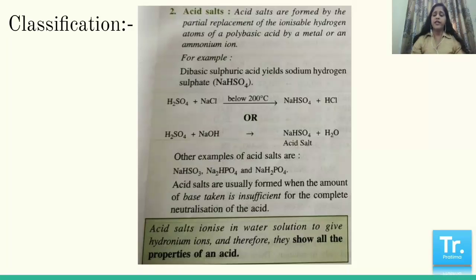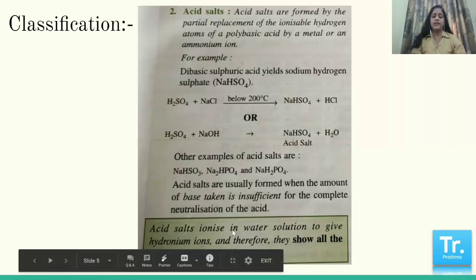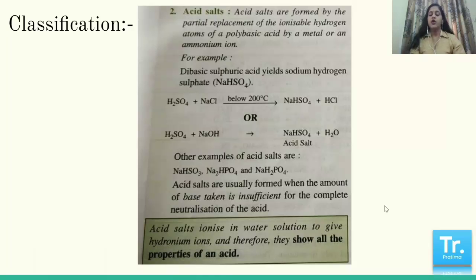These are usually formed when the amount of base taken is insufficient for the complete neutralization of an acid. Acid and base neutralize each other when the hydrogen ion of the acid and the OH ion of the base combine to give you water. But if there is less base present, it is not sufficient to completely neutralize the effect of the acid. It gives you an acid salt where an ionizable hydrogen is still there in the molecule.